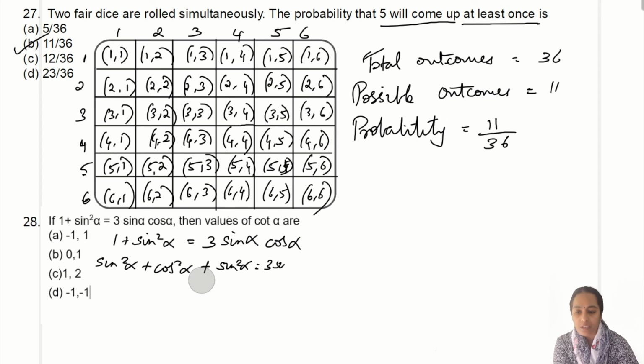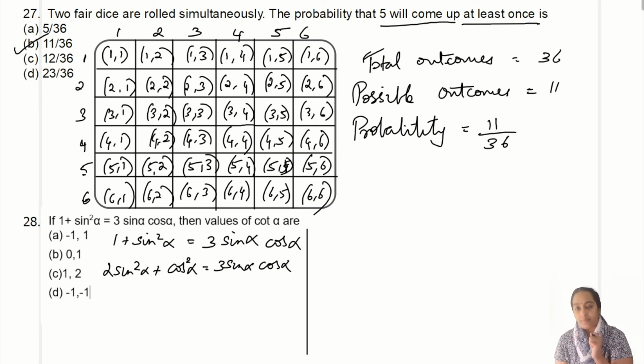So it is actually going to be 2 sine square alpha plus cos square alpha equals 3 sine alpha cos alpha. Now what I have to do here, children, is make this a quadratic equation. If I put the value of sine alpha as x, I can make it a quadratic equation. So look at it. I have 2 sine square alpha, so if I put sine alpha as x, it's going to be 2x square.